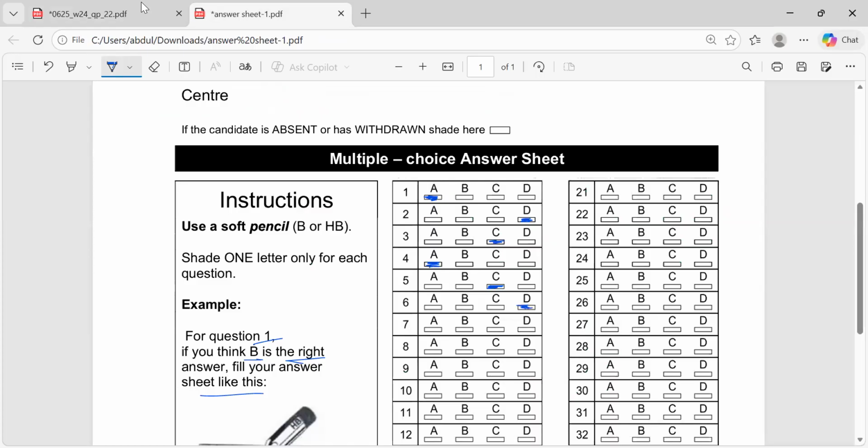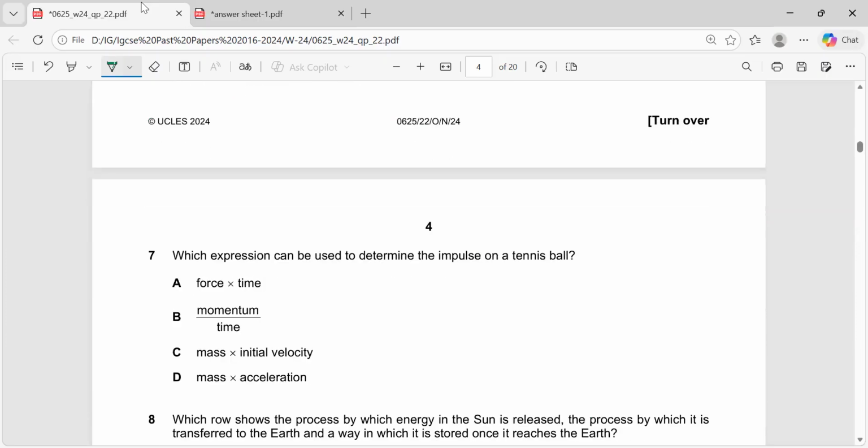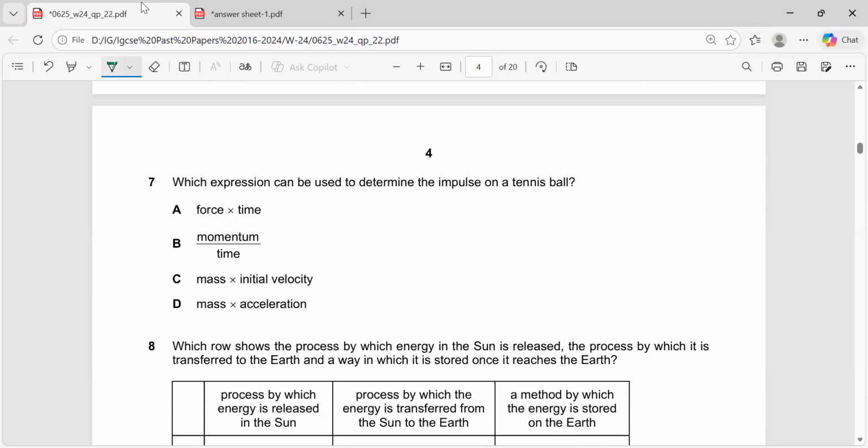Share it here with option D. Then my dear friends, question number 7. This is very simple, again a recall memory. Recall memory means you just need to memorize definitions, rules, equations. Which expression can be used to determine the impulse on a tennis ball?